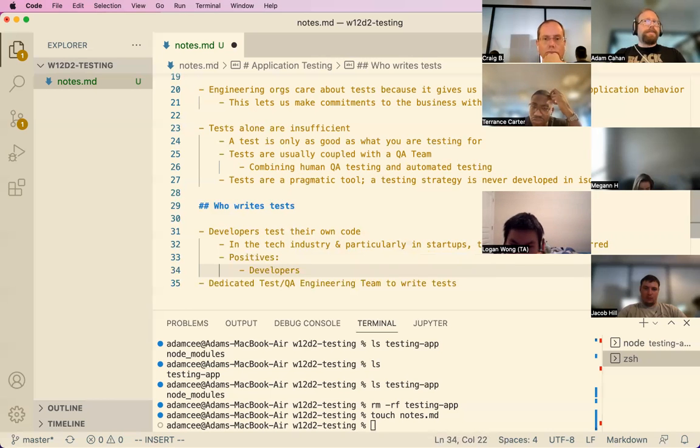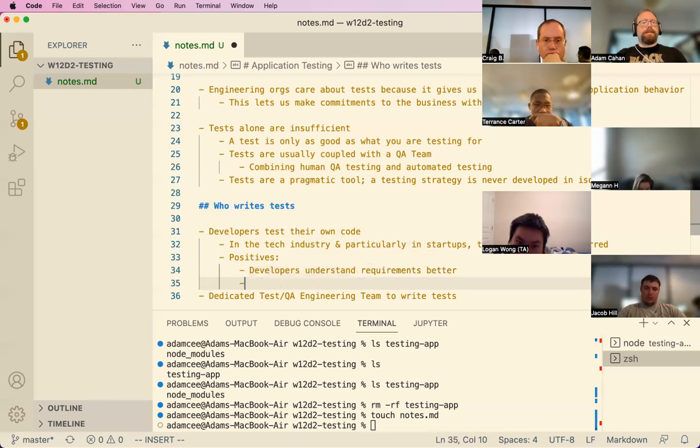Developers, we are going to understand the feature the best to test it. If I have to explain my code to someone else and then they write tests for it, there's a lot of information that gets lost in that process. And this approach gives developers more ownership and responsibility of their features.